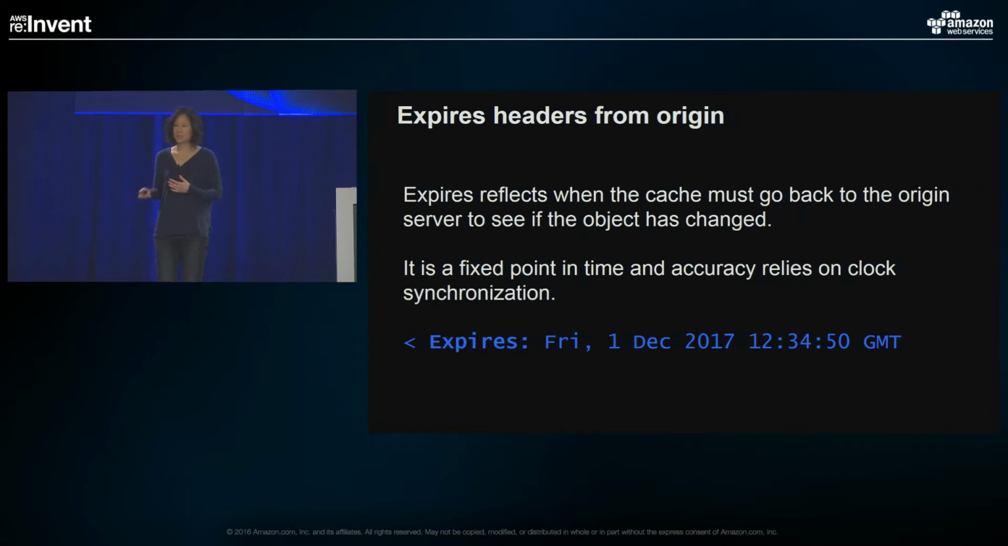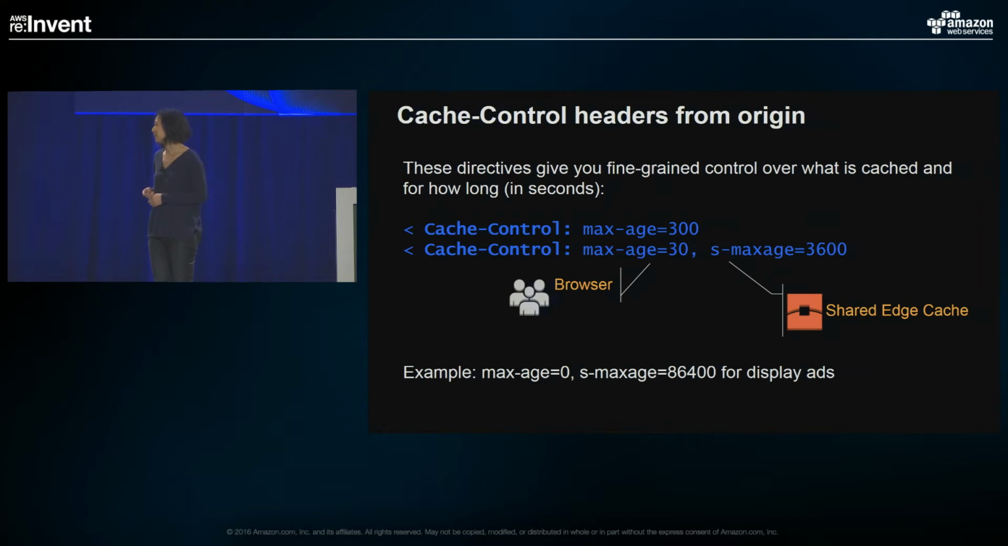More importantly, most of the time you want to have an object expire at a relative point in time from when the viewer actually asked for it. And so that brings us to Cache-Control. You can set Cache-Control directives that give you much more fine-grained control over exactly what is cached and for how long and in which location. So if you were to set max-age, which is in seconds, in this case 300 or 5 minutes, we would cache that object for 5 minutes, and also the browser can cache that object for 5 minutes.